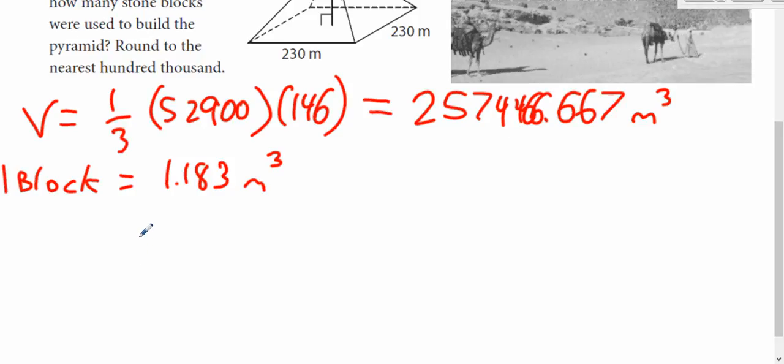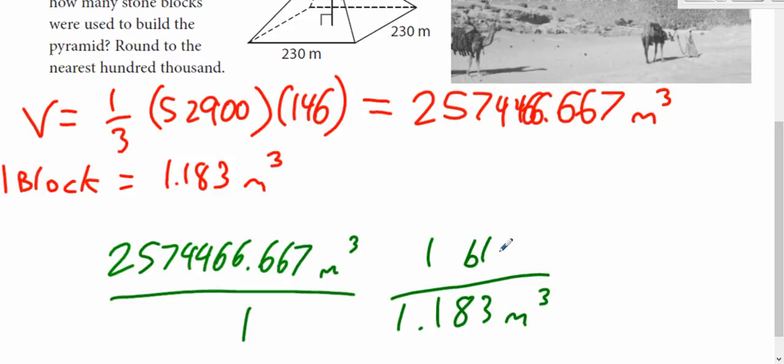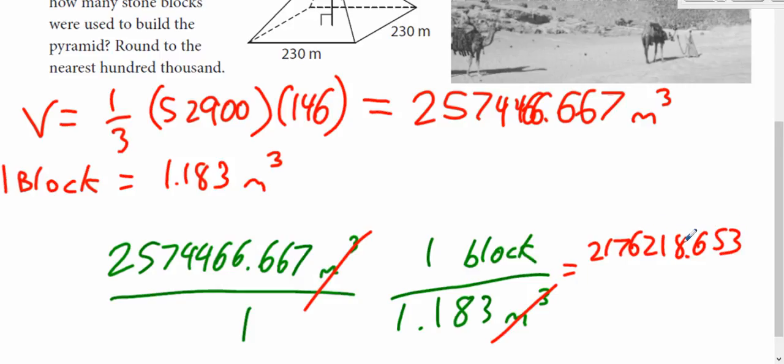We're going to take our volume of the pyramid over 1, and we want the cubic meters on the bottom. So when you divide, you get a lot. 1,653 blocks. That's a little over 2 million blocks.